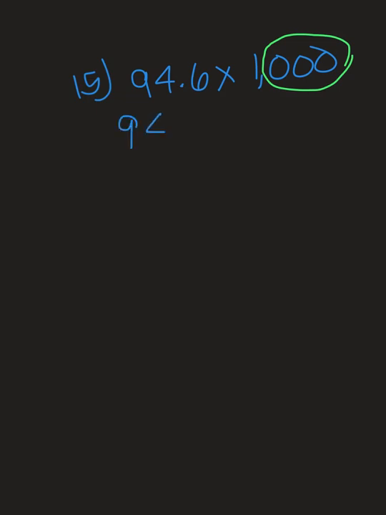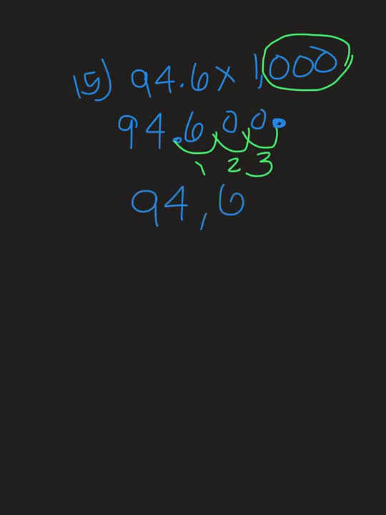So I have plenty of room to move the decimal. And I have to move it 3 spots, right? Because there are 3 zeros. So it's going to go 1, 2, 3. Then where there are empty spaces, I can add zeros to fill, and the decimal gets dropped right here. So my new number is 94,600. Okay? The decimal moved over 3 spaces.